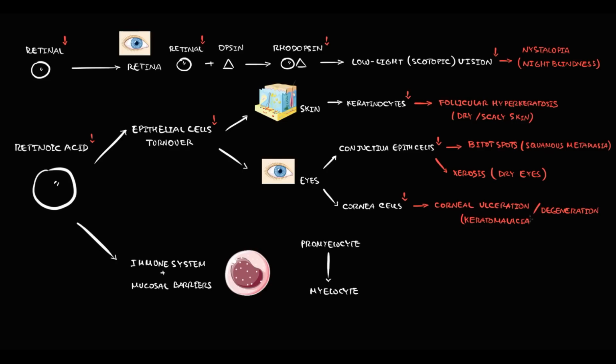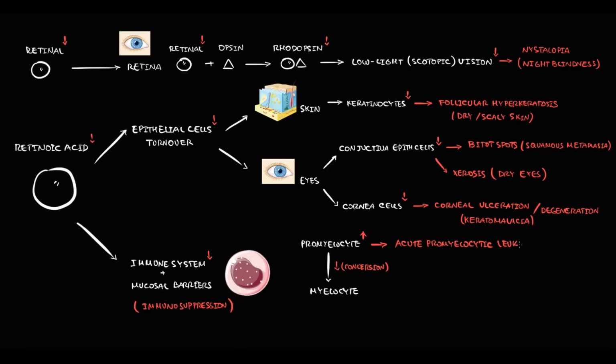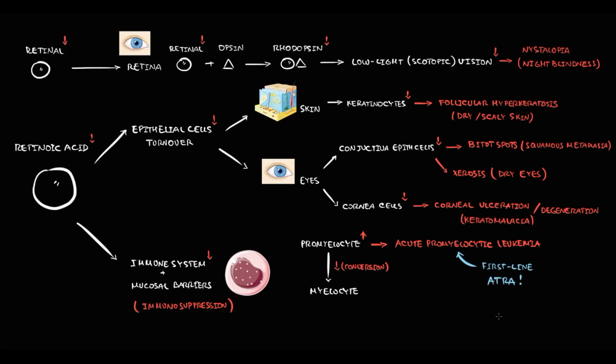Also, decrease in retinoic acid affects the immune system. It causes immune suppression, which predisposes mostly to viral infections. For examination purposes, we have to know that without a proper effect of vitamin A, for example in case of mutation of the retinoic acid receptor, promyelocytes cannot be converted into myelocytes, and accumulation of promyelocytes causes acute promyelocytic leukemia. And the first-line drug in this case is all-trans retinoic acid. It's a very popular examination question.